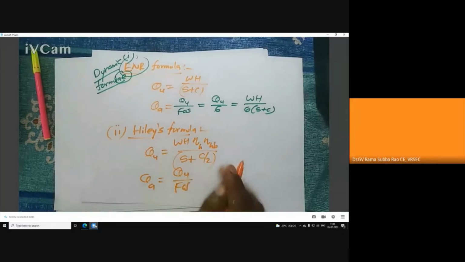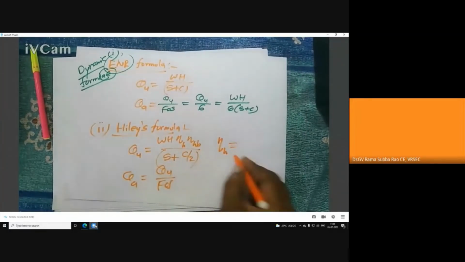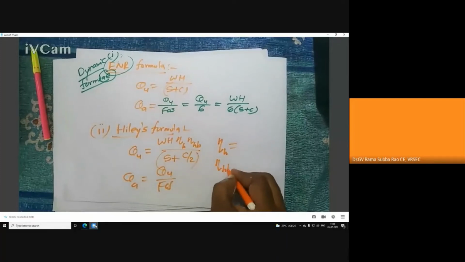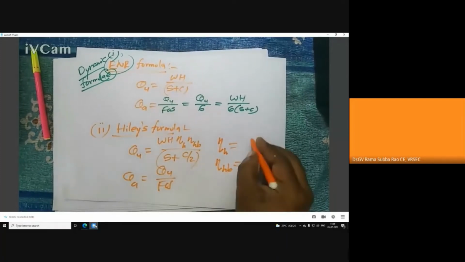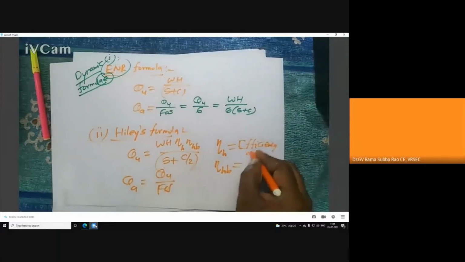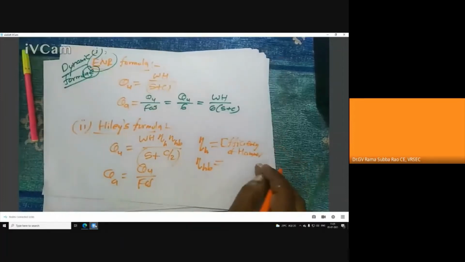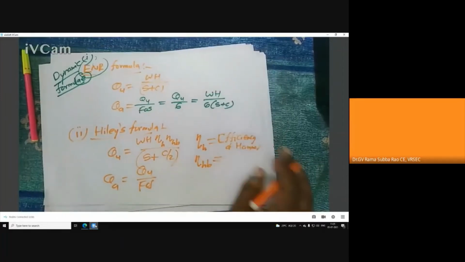Here in Hiley's formula, we are writing eta H. I am very sure what I am writing. Eta HB. Eta H means efficiency of the hammer. Efficiency is very important, as you know. Efficiency means output by input.